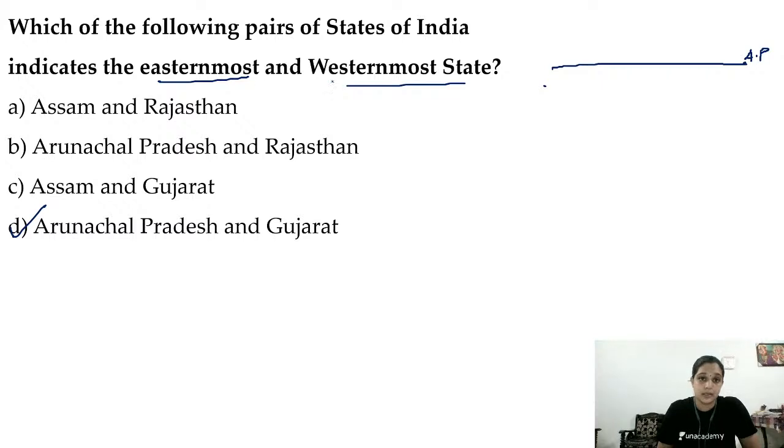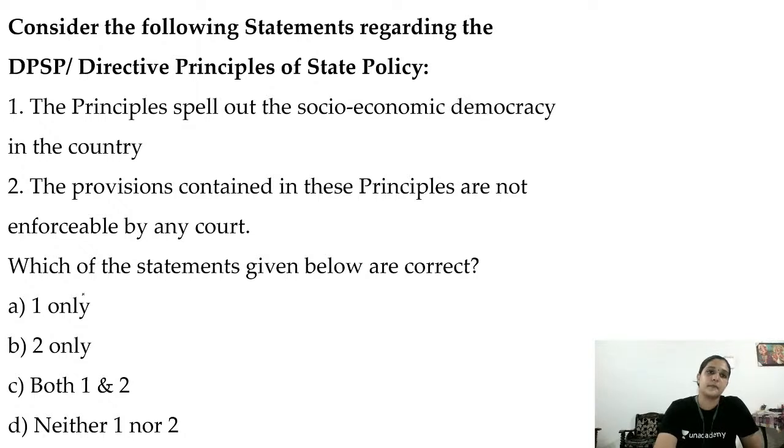No, they're talking about the easternmost and westernmost. They're not talking about the straight line concept. So you have Gujarat here. You have Arunachal Pradesh here. But this is the easternmost end and Gujarat is the westernmost end of India. So it is a straight question from NCERT.